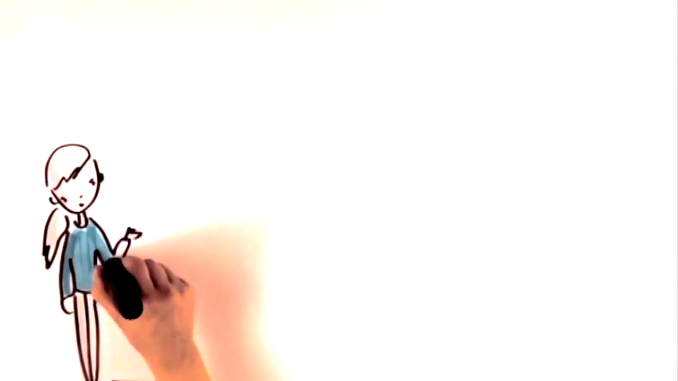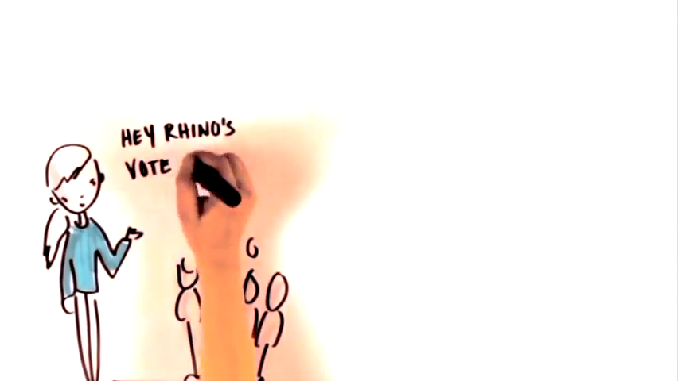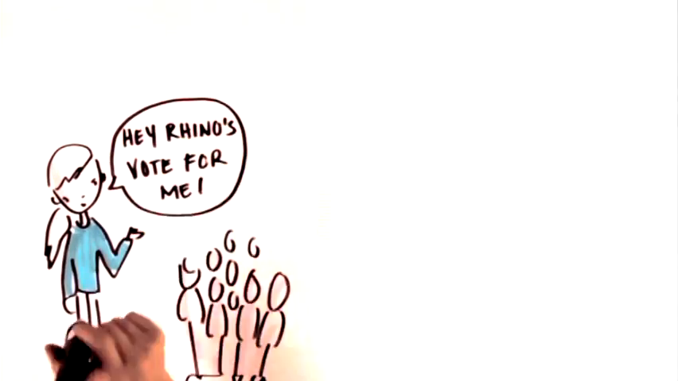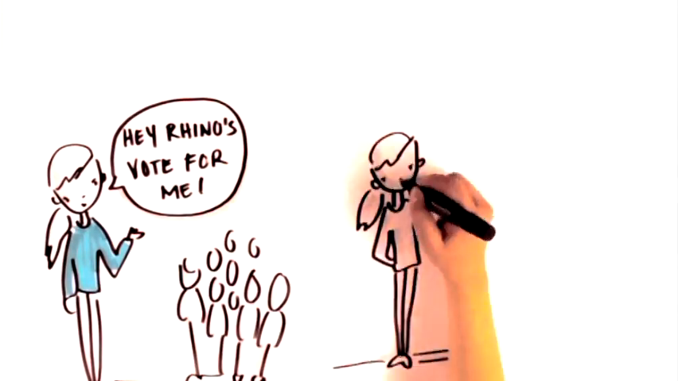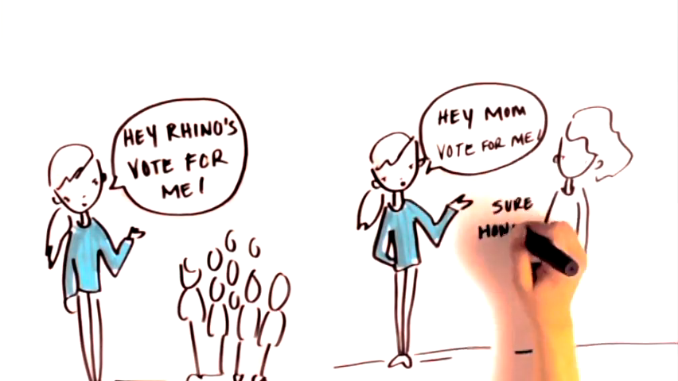To run under a party's banner, you first need to win the support of local party members in a mini-election, called a nomination meeting, in your riding. Before this happens, you can pitch yourself to party members and invite family and friends to join the party so they can vote for you on nomination night.